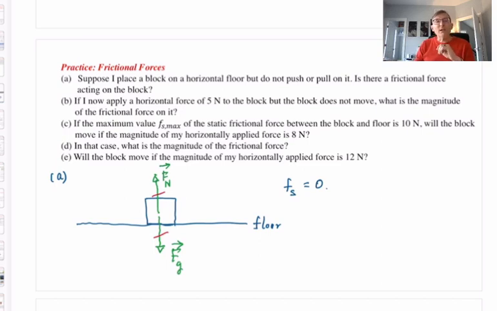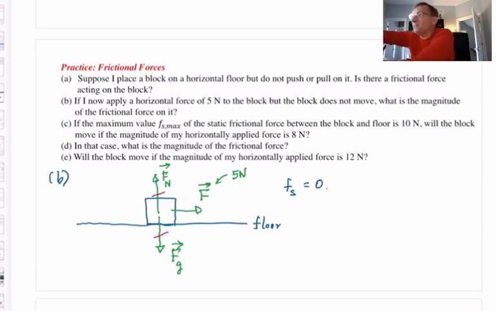Now I'm going to apply a horizontal force of 5 newtons to the block, but the block does not move. What is the magnitude of the frictional force on it? Pause the video, think about it, and then come back. Okay, now we're answering part B. So now, let's say my applied force is to the right. I'll just call it F. That's my horizontal force of magnitude 5 newtons. But the block does not move.